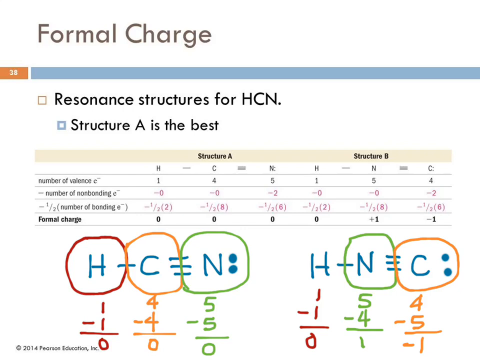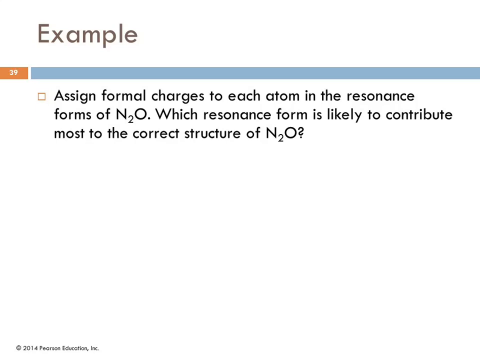And you can predict that from the periodic table. The group 7 elements form 1 bond, group 6 forms 2, group 5 forms 3, and group 4 forms 4. So it's the same pattern as the charges of the anions, but it's a number of bonds instead of number of electrons being gained. So let's assign formal charges to each atom in the resonance forms of N2O. Which resonance form is likely to contribute most to the correct structure?